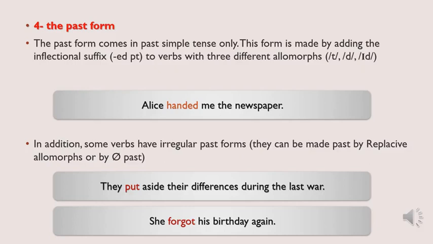They can be made past by replacive allomorphs or by zero past. For example, they put aside their differences during the last war. Put here is made past by zero past. There is no change, there is no addition of ed, but it is the past form of put, because the sentence is in the past simple tense. We can know that from last war. She forgot his birthday again. Forgot is a verb in the past form. The sentence is in the past simple tense, and forgot is an irregular verb in the past form.